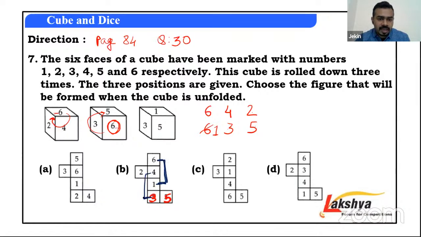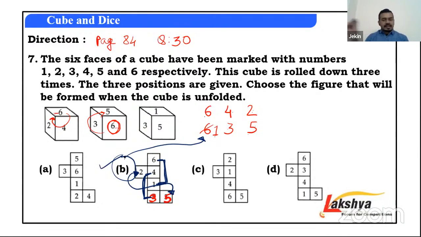Opposite of 4 will come 3, low hanging alternate. So what is left? 2 and 5. Opposite of 2 will come 5. If you look at the options, B is the only option which matches our opposite faces, where we have 6 opposite 1, 4 opposite 3, and 2 opposite 5. Therefore, the right answer is option B.